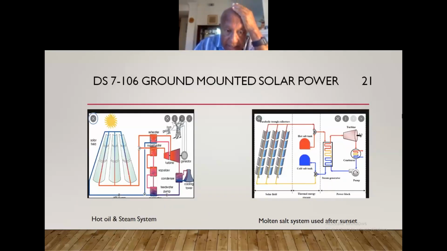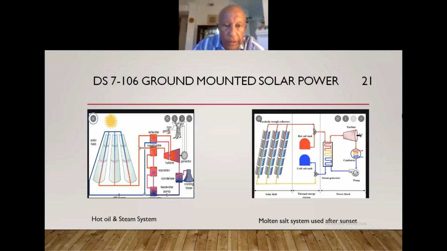So this is a schematic arrangement of the hot oil system and the thermal power plant. It's a thermal power plant. Instead of burning coal, we are using hot oil. So the cold oil is going into the trough, becoming heated to 700 degrees Fahrenheit.